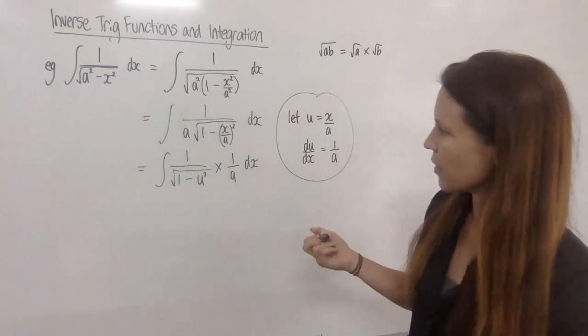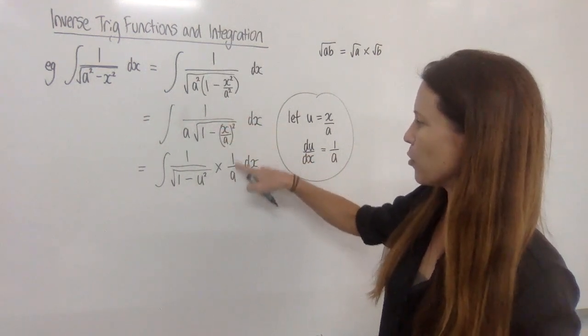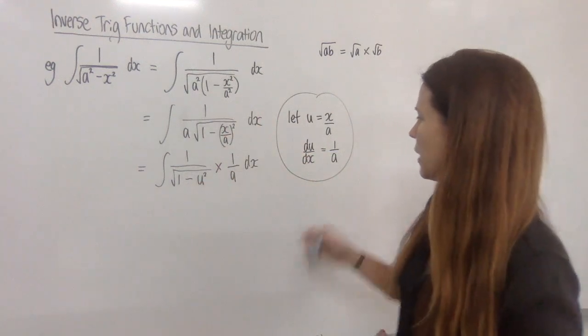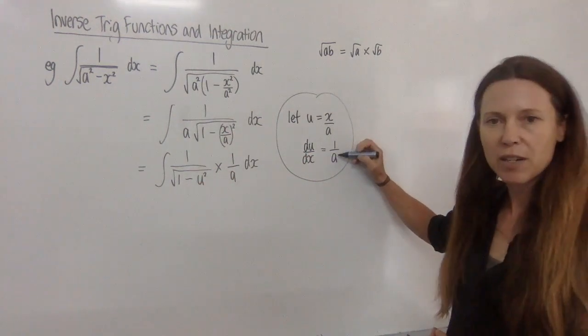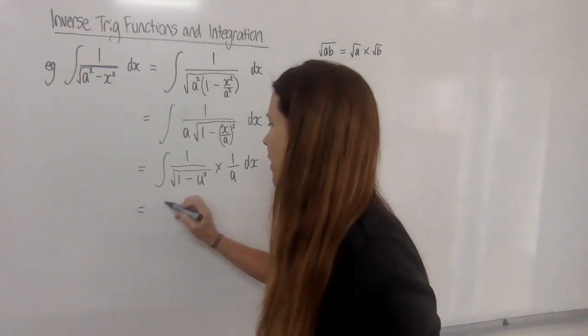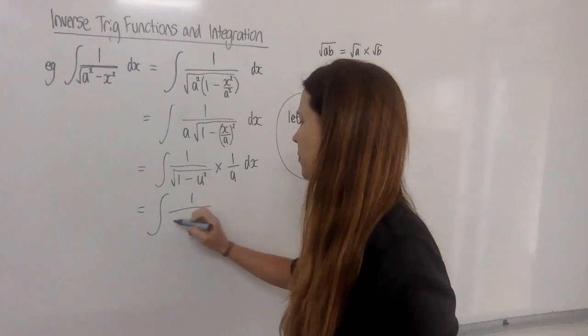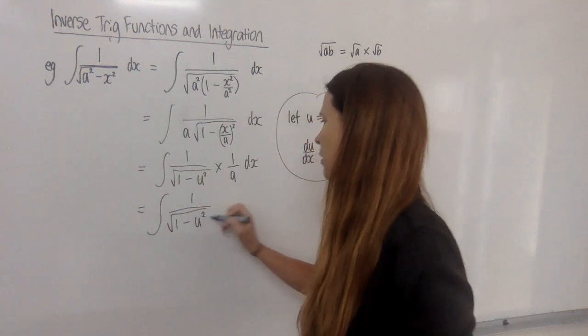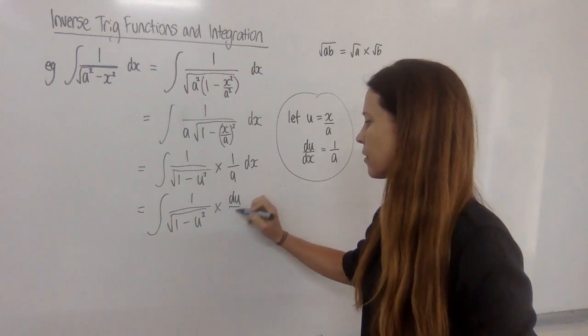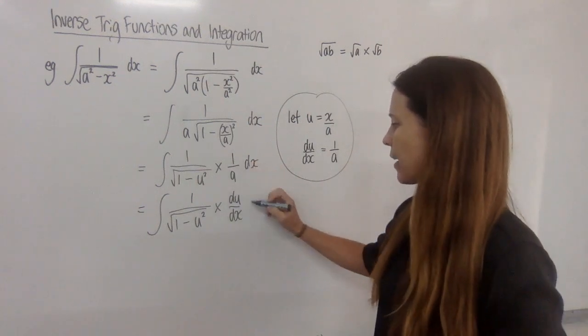Can you see what I've done there? I've just split the fraction. I've put the 1 over a separately, I've put this bit separately, and I've called that u. I can now say, hey, I've got an expression here for 1 over a. It's equal to du dx. So subbing that in on the next line, I have this, and then I have du dx, because that's equal to 1 over a, and then I've got my dx.